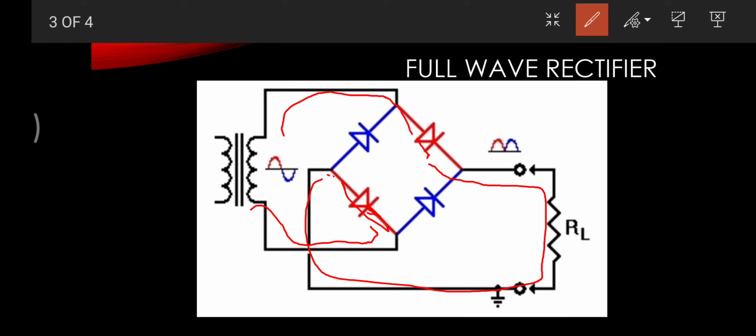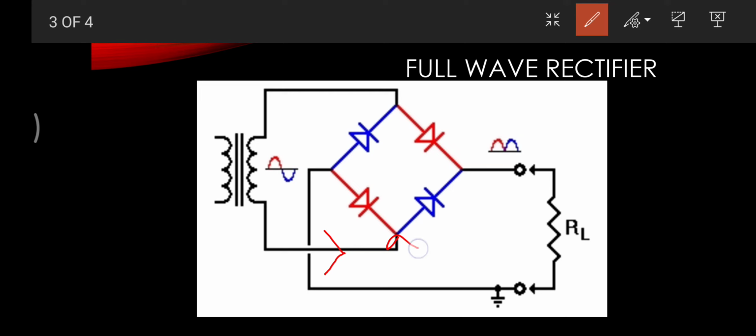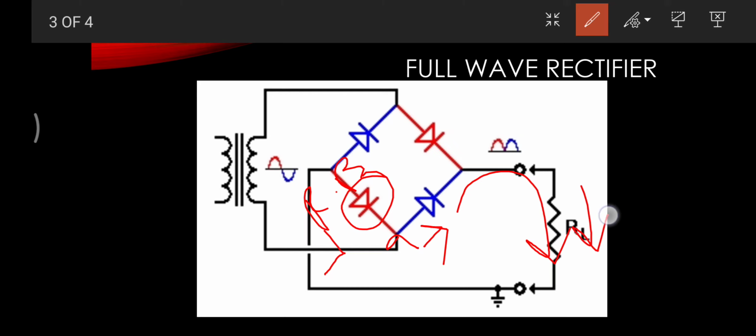Similarly, when the negative cycle appears, the current enters through this side because the cycle has reversed, so the current also reverses. Again it has two diodes, however this diode will now work as reverse biased and this diode will work as forward biased, and the current appears through this. If you have noticed, in both cases the flow of current through the load is the same.